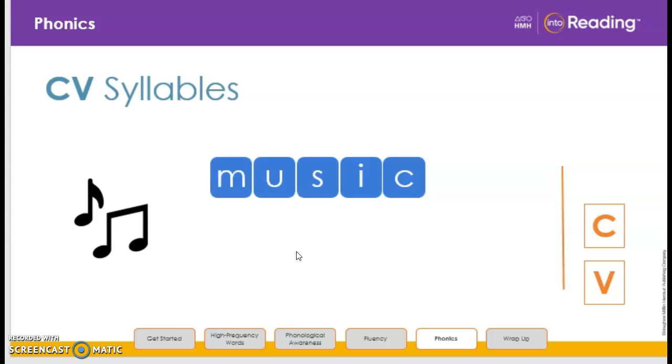Music. Look at the word music. This word has 2 syllables. The first syllable has the CV pattern. The M is the consonant. The U is the vowel. Mu-zik. Music.